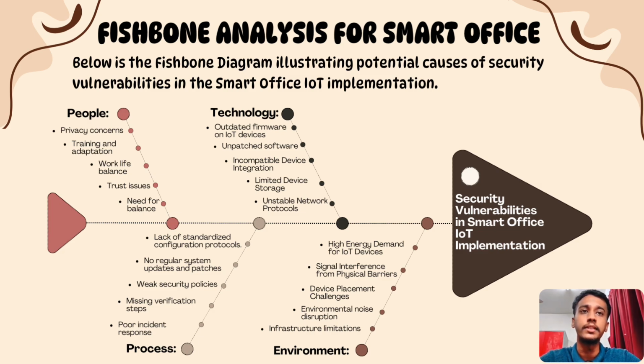In terms of process, issues like weak security policies, lack of system updates, and poor incident response can expose the office to vulnerabilities. The environment presents its own challenges such as signal interference from walls, high energy demand, and outdated infrastructure in some office buildings. Lastly, under technology, problems like outdated firmware, unstable network protocols, and limited device storage affect the overall performance and the security of the system. So by using the fishbone analysis, we were able to break down these complex problems and focus on specific areas to improve, ensuring our smart office is not only efficient but also secure and dependable.